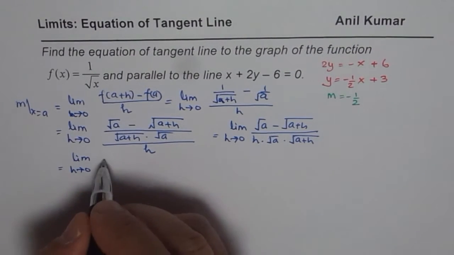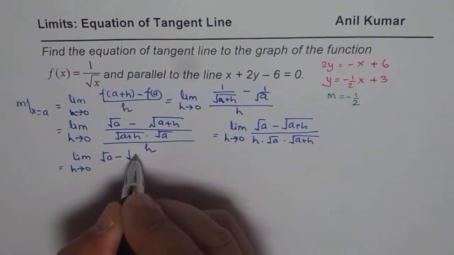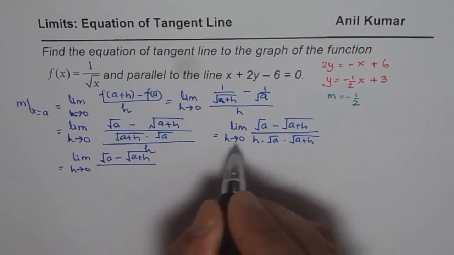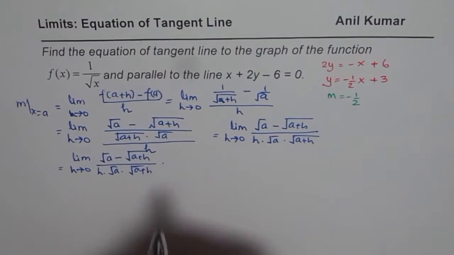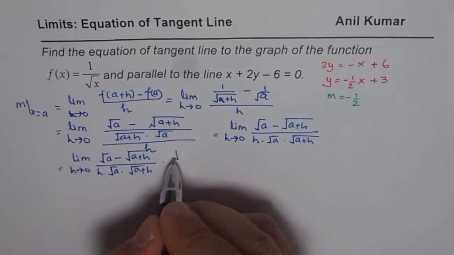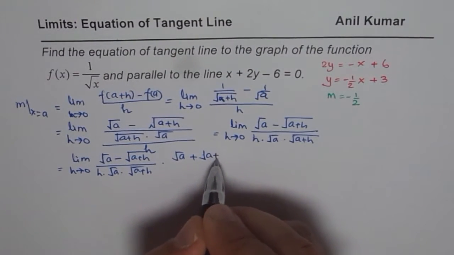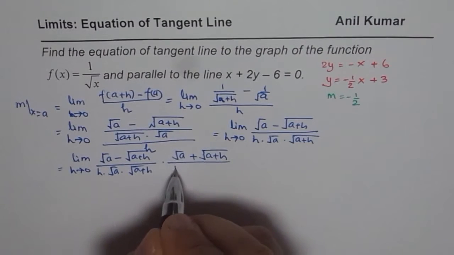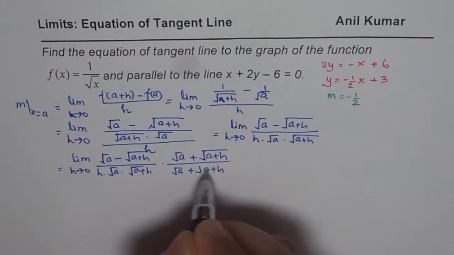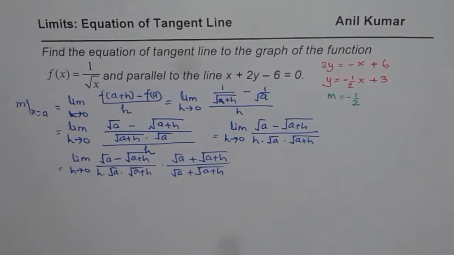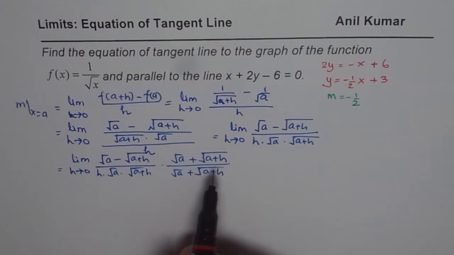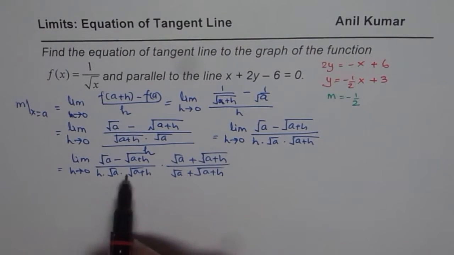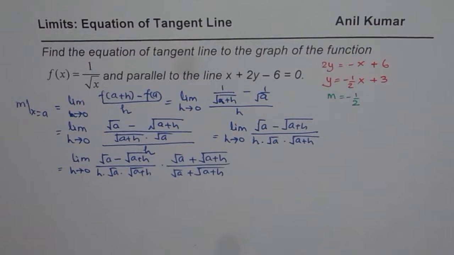So the limit as h approaches 0. Let's rationalize this: square root a minus square root of a plus h over h times square root a times square root a plus h. Multiply and divide by the conjugate, which is square root of a plus square root of a plus h. When you multiply the numerators, it's like a plus b times a minus b, so you get a difference of squares in the numerator. Do not expand the denominator. That's a rule whenever we do this.